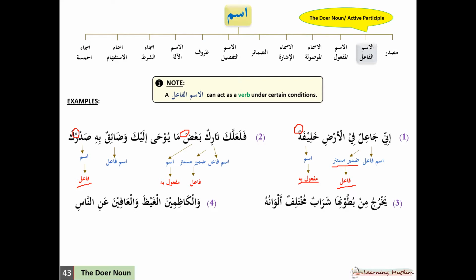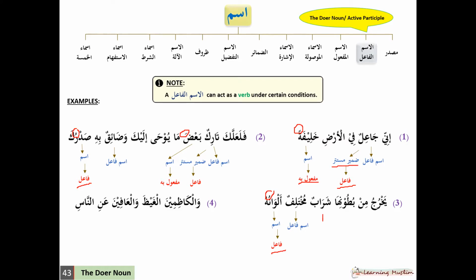Number 3, يخرج من بطونها شراب مختلف ألوانه. So in this case the word مختلف here is the ism fa'il. It is the ism fa'il from family 8, and the word alwanu is in the state of raf. That noun will take the role of fa'il, and the meaning is sharabun, a drink, yakhruju, comes out, min butuniha, from its stomach. This drink has the description of being mukhtalifun, it is different, alwanuhu, its colors. So let's translate it again. A drink different in colors is coming out from its stomach.